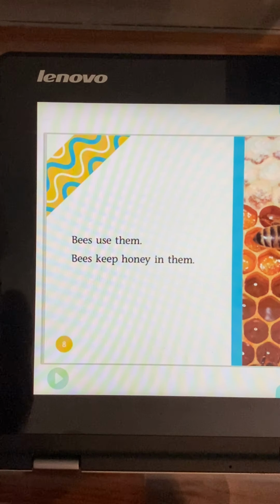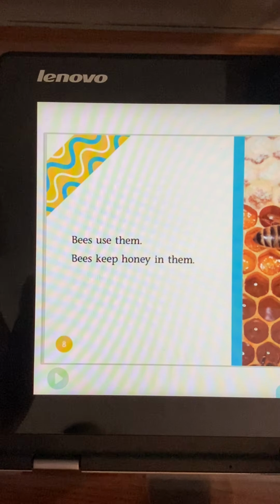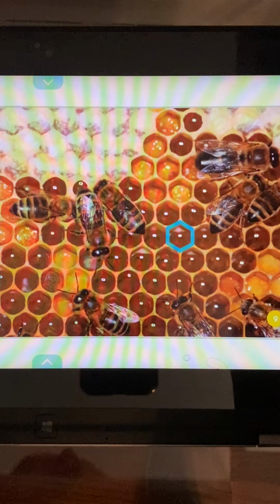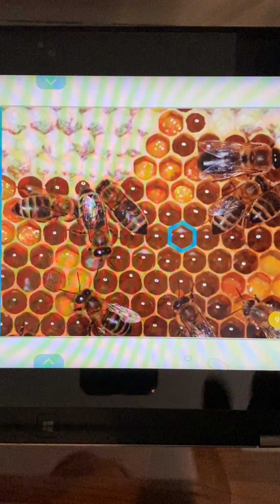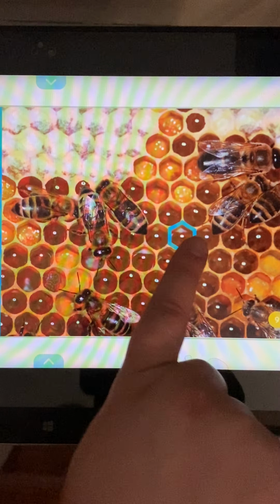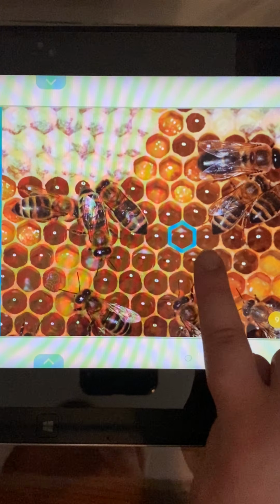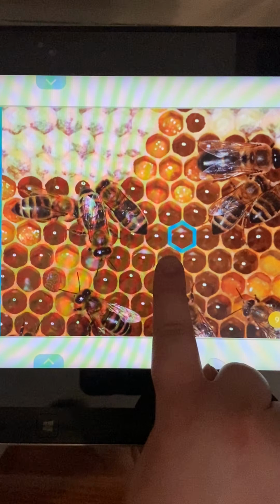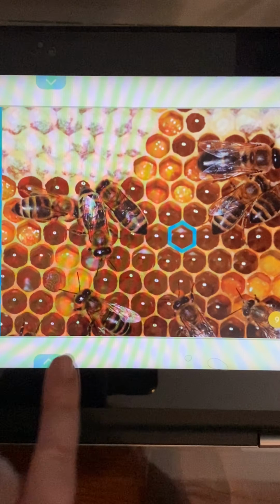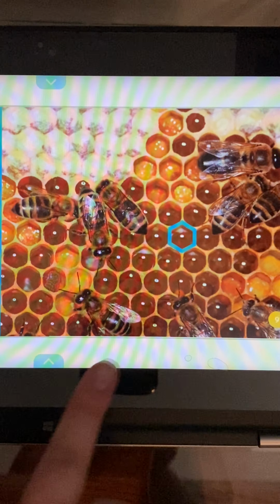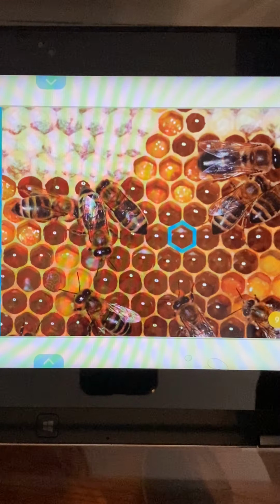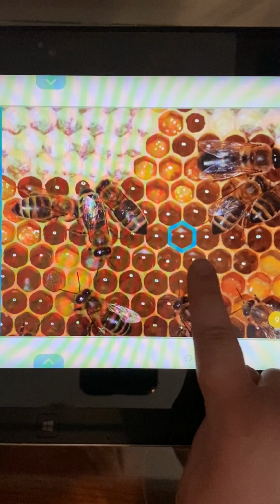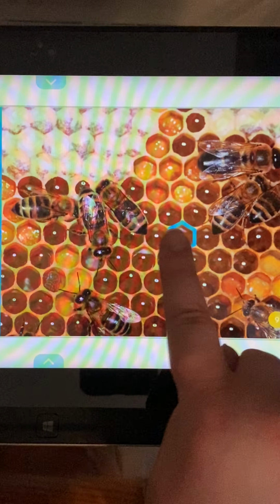Bees use them. Bees keep honey in them. So let's see, bees use hexagons too. This is where bees keep all of their honey. So if you look right there in the blue, it's a hexagon. There's 1, 2, 3, 4, 5, 6 sides. And you can see there's 6 vertices too, so we know that's a hexagon. There's a lot there too. They're all over, they're all hexagons.